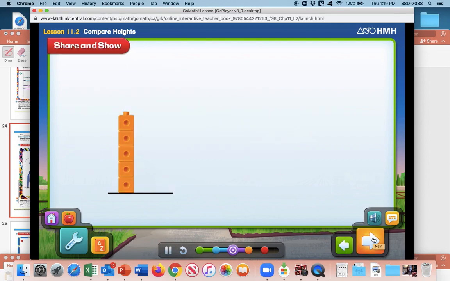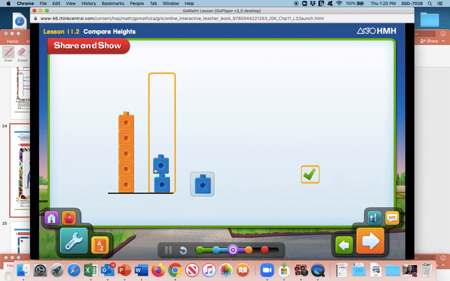Try making a cube tower that's taller than the orange cube tower. You need to begin building your tower at the same starting point as the orange tower. That way you can make sure your tower is taller. Now, how many cubes does the orange tower have? 5 cubes. Use these blue cubes to make a cube tower that's taller than the orange tower. Begin by dragging the first cube here. Continue building your cube tower until it's taller than the orange cube tower. Click the check mark when you're done.